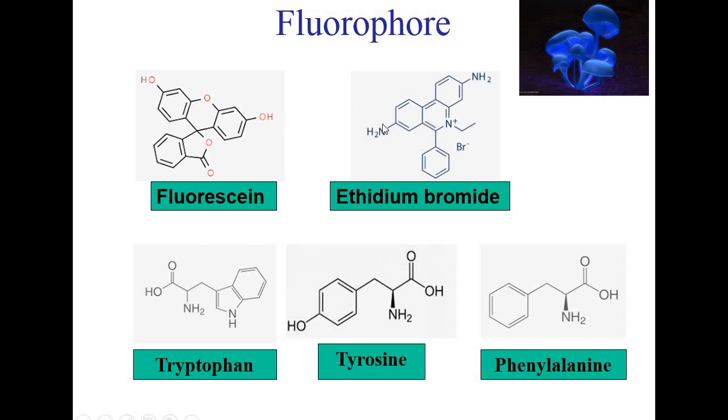Here are various examples of the fluorophore. The first is fluorescein. In the structure of fluorescein, there is the presence of various aromatic rings. The next fluorophore is ethidium bromide, and ethidium bromide is used to intercalate DNA in agarose gel. And the structure contains various aromatic rings.